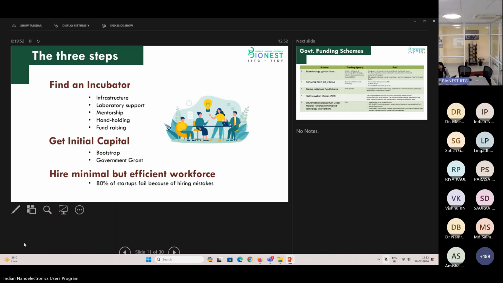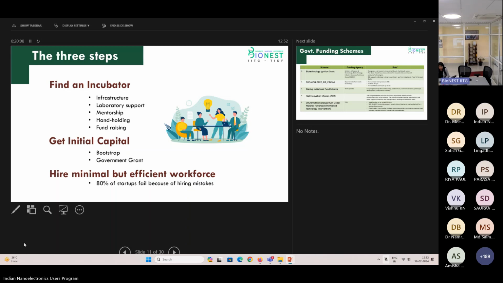And then, by the time you raise money from other sources or from investors, you can hire people. When your product is ready, you have made the prototype, you have made the MVP, which is the minimum viable product, ready for the market, then of course, you need to hire more people.